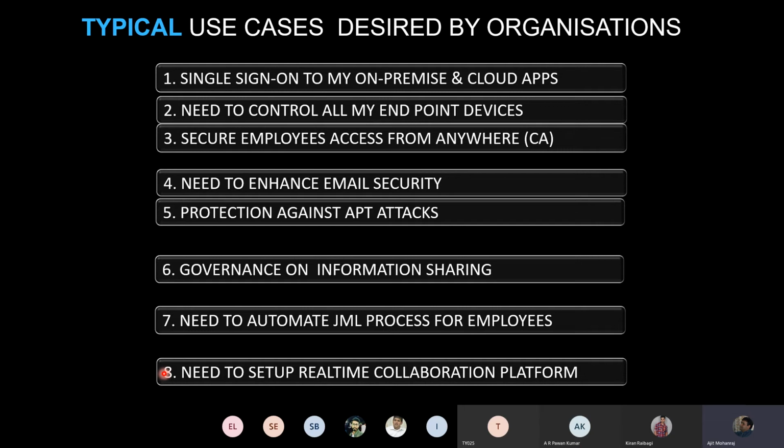You can add on. Fourth is I need to enhance email security beyond just the ATP. They want more than that. They want to protect against APT attacks. So they begin to say, can we do Windows Defender ATP, Office 365 ATP, and Azure ATP? Can we bring all of that in? Because we are getting knocked on quite a bit, right?